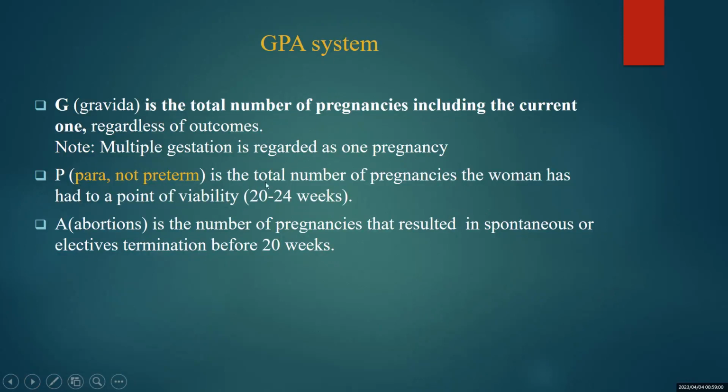Para means the total number of pregnancies that a woman has carried to a point of viability, that is 20 to 34 weeks. And A is the same as in the GTPAL system, where abortion is the total number of pregnancies that resulted in spontaneous or elective termination before 20 weeks. Let's look at examples.